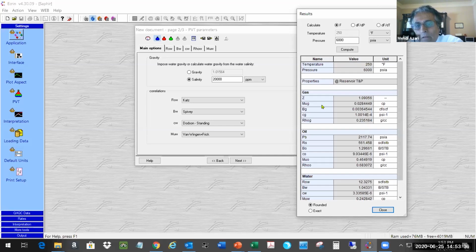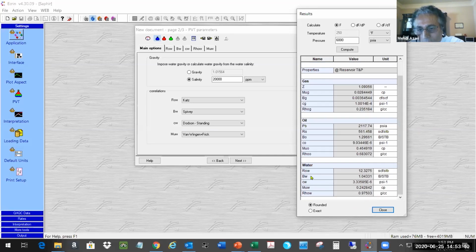Okay. I have not done anything to the gas or the oil, only this water. So I can see BW, CW, viscosity, and density. Look at this density, 0.97. If we measured the density and it was, let's say, 0.98, okay, so I know it's more dense. So that tells me what? That tells me I need to go there and put more salt.